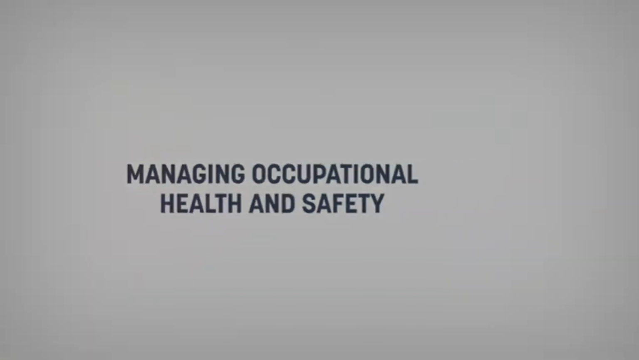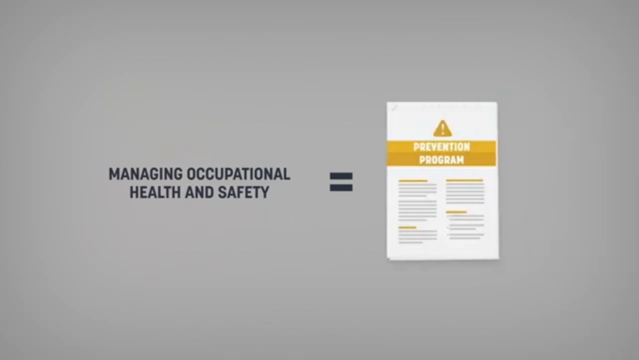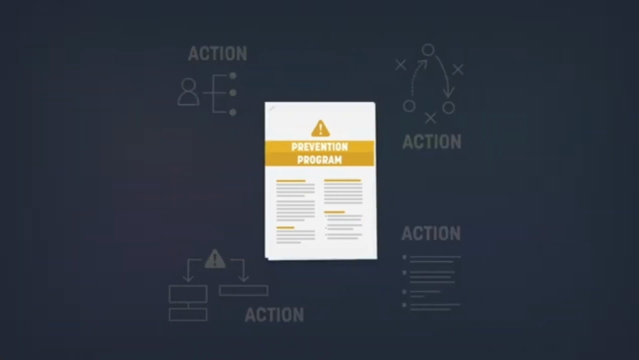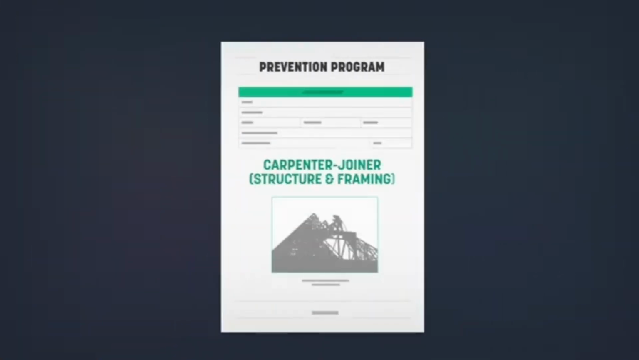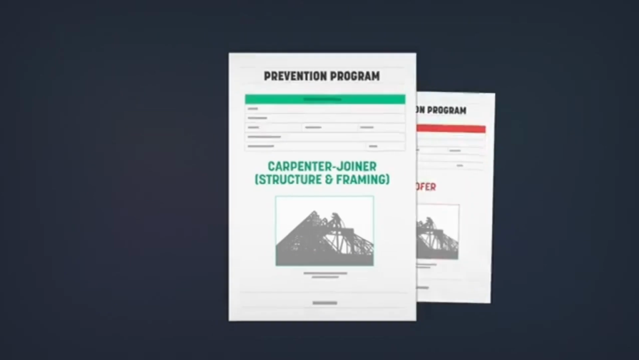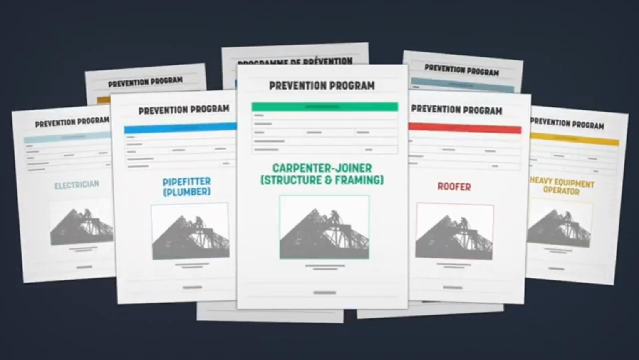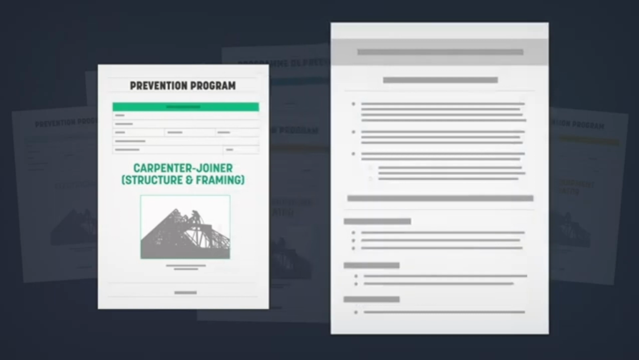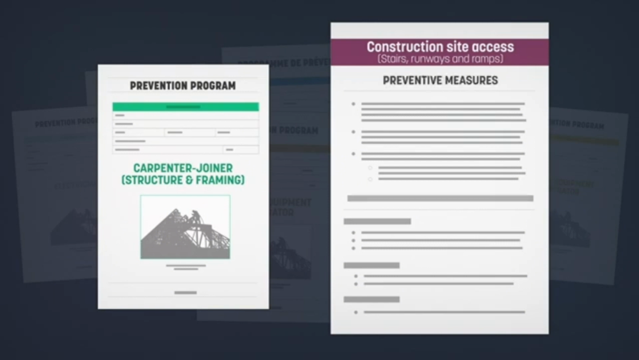Managing occupational health and safety means implementing a prevention program, an action plan adapted to your reality. As a member of the APCHQ, you have access to a number of existing prevention programs in every type of construction trade. Each program has its own set of action sheets. Each sheet identifies a risk that could be present on your job site. And for each risk, there are details of what preventive measures and control methods you can put in place to protect your workers.